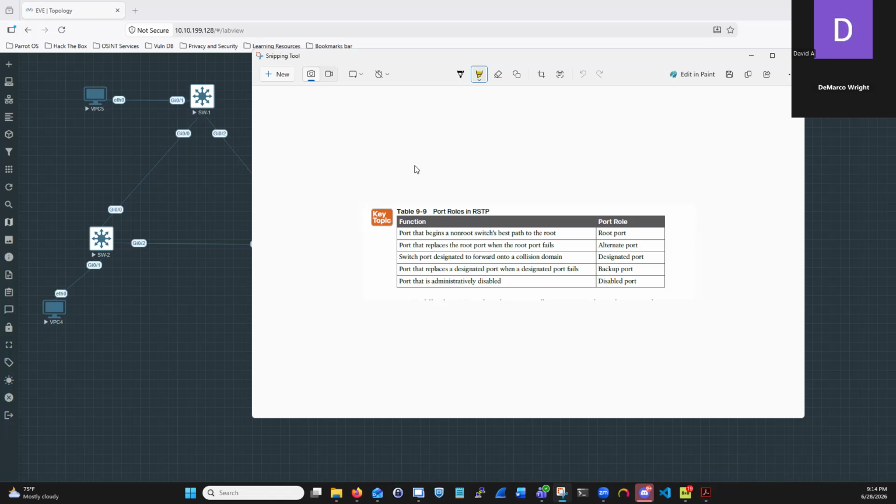An alternate port, as it pertains to rapid spanning tree, is a port that replaces the root port when the root port fails. A designated port is a switch port designated to forward onto a collision domain. A backup port is a port that replaces a designated port when a designated port fails. And a disabled port is a port that is administratively disabled. So if you log into a switch and you administratively disable the port, that is a disabled port.